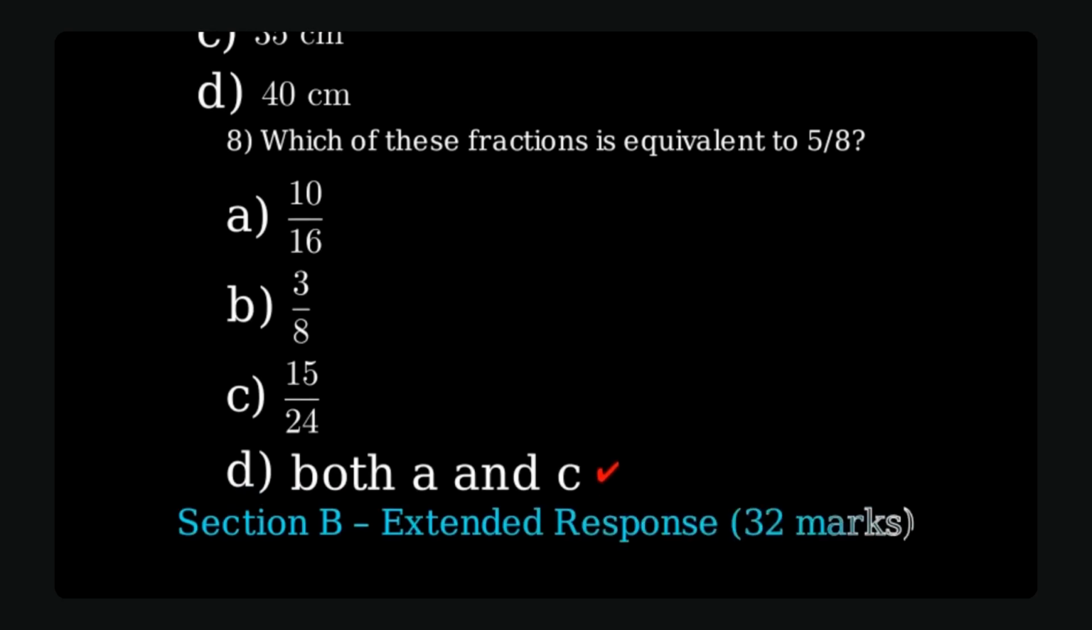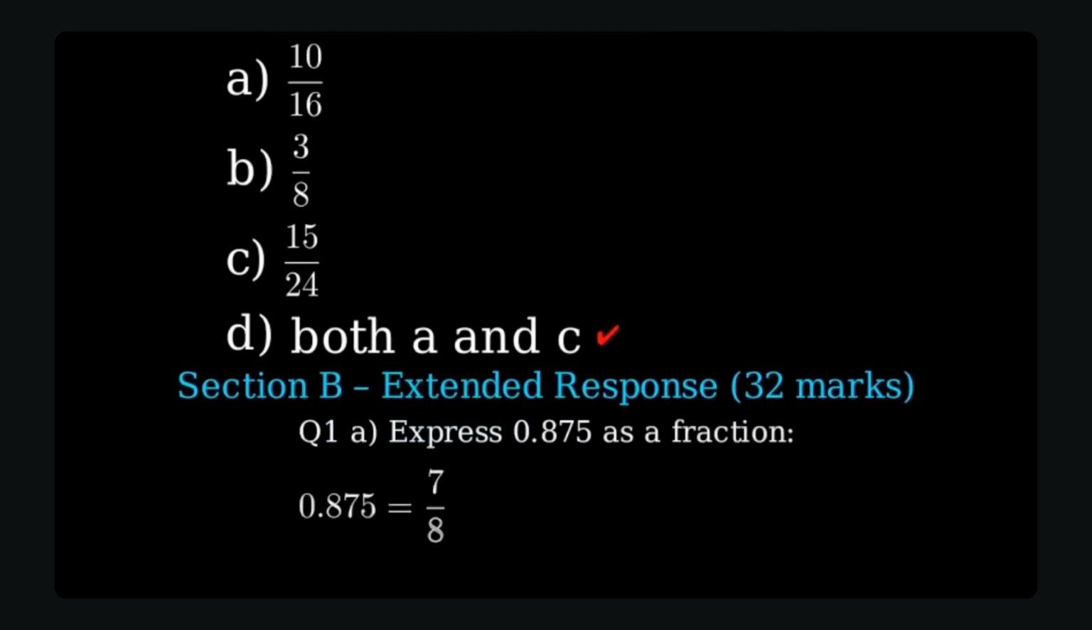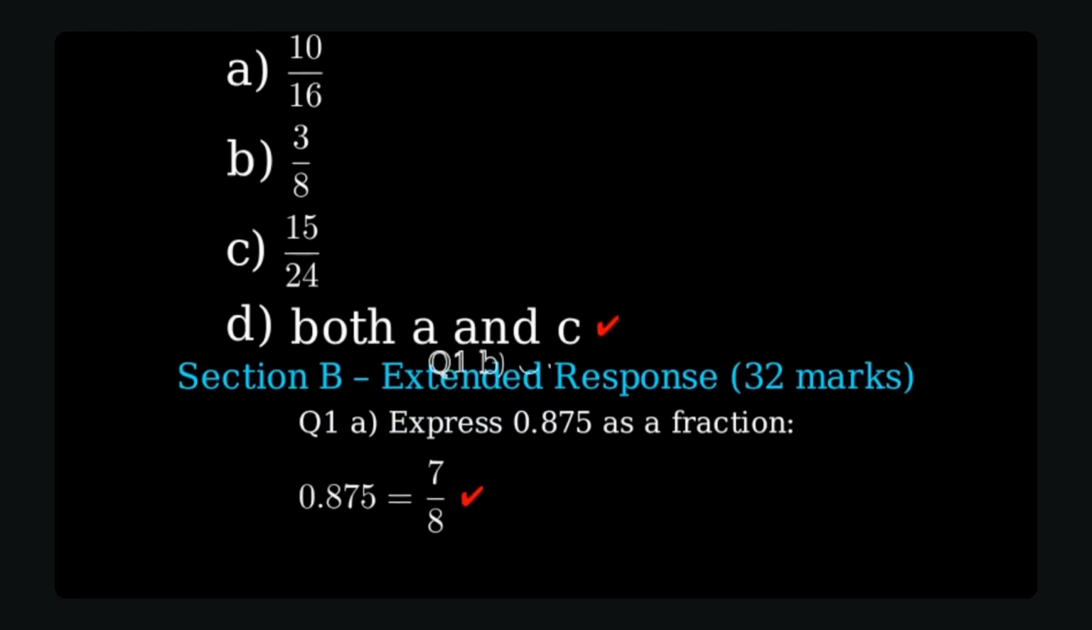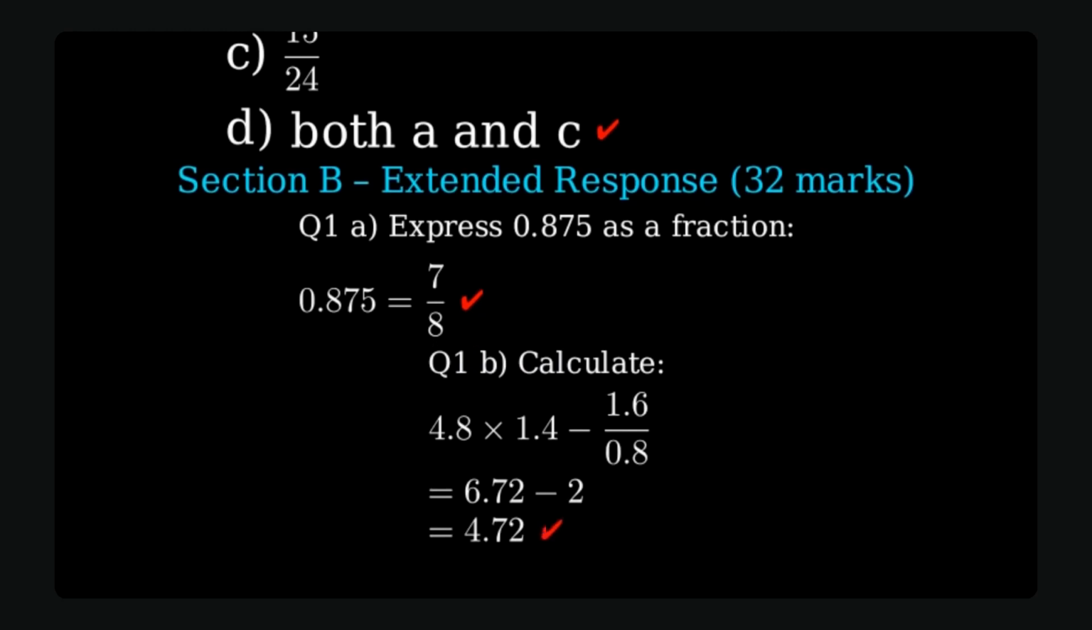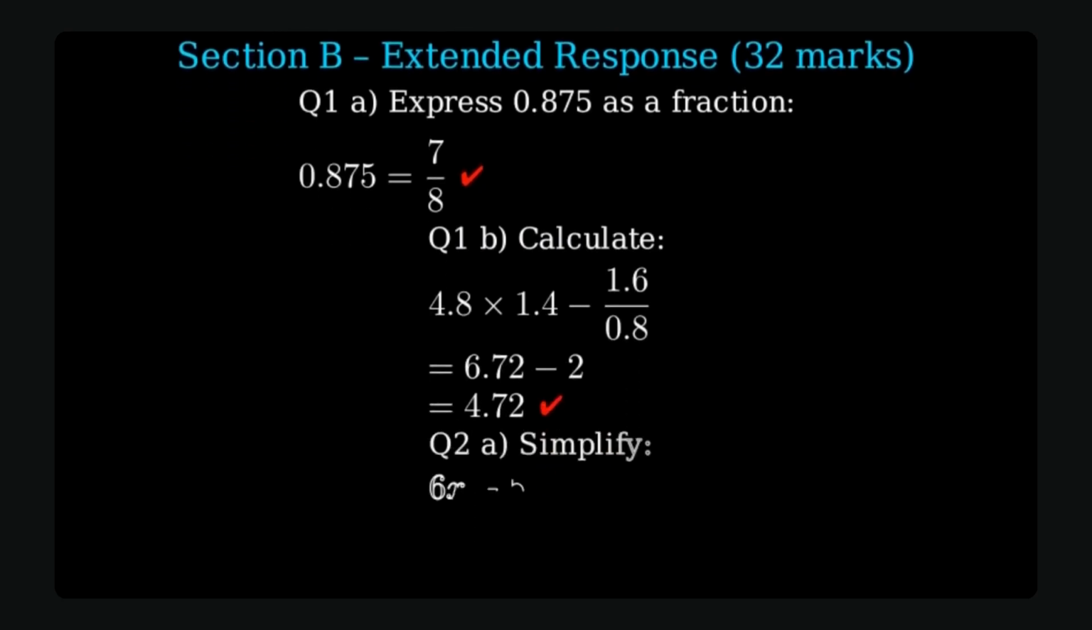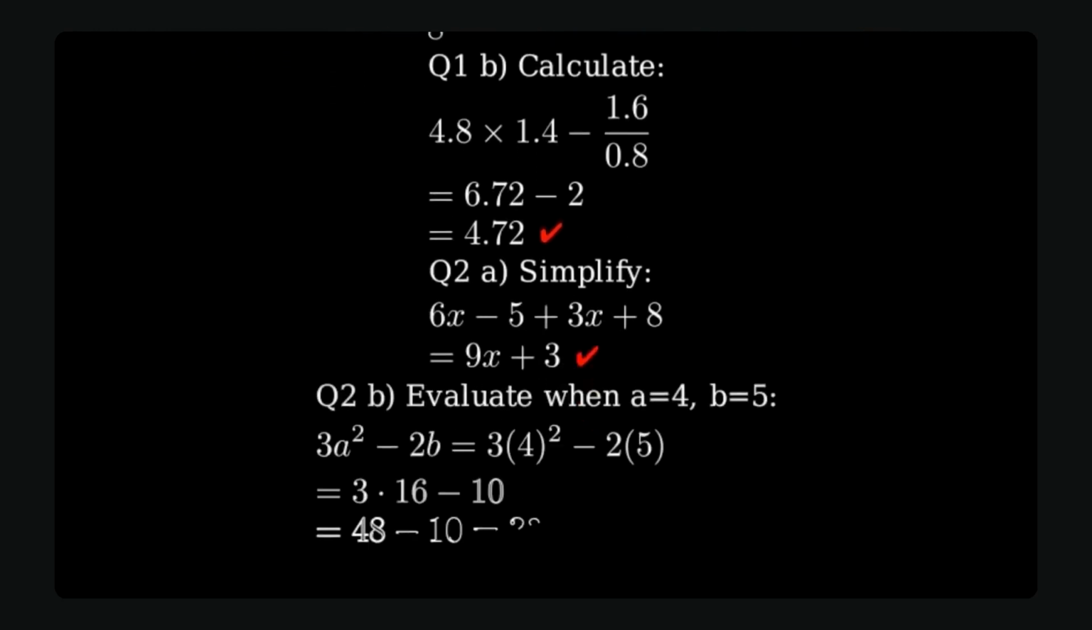Section B. Extended response. We will compute, then place a red check mark next to the final result. Question 1A. Express 0.875 as a fraction in simplest form, 7/8. Question 1B. Calculate 4.8 times 1.4 minus 1.6 divided by 0.8 equals 4.72. Question 2A. Simplify 6x minus 5 plus 3x plus 8 equals 9x plus 3. Question 2B. If a equals 4 and b equals 5, evaluate 3a squared minus 2b equals 38.